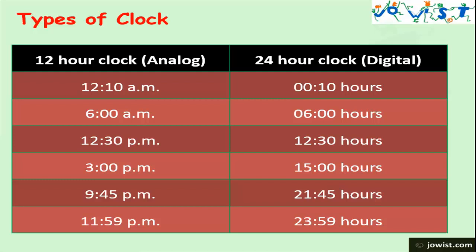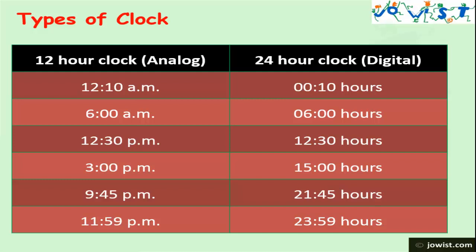Suppose in analog clock the time which is shown is 12:10 am, then in digital clock the time will be 0010 hours. When in analog clock the time is 6 am, in digital clock the time is 6 hours. In analog clock when the time is 12:30 pm, in digital clock the time will be 12:30 hours.